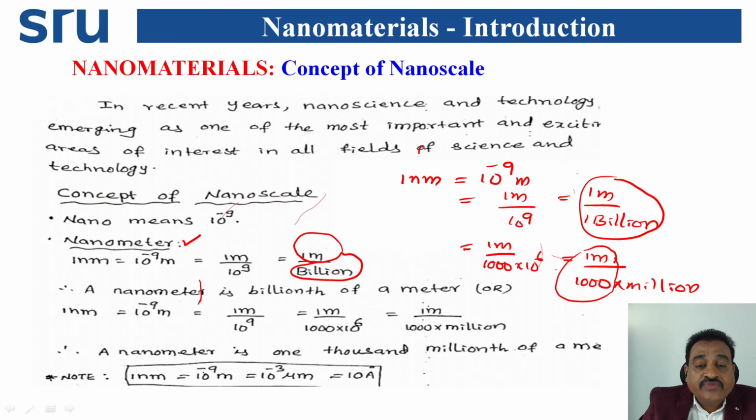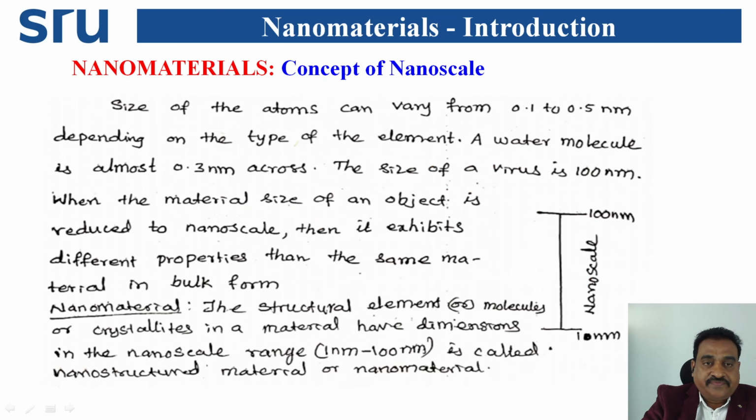1 nanometer is equal to 10 to the power minus 9 meters, or 10 to the power minus 3 micrometer, or 10 angstroms. The size of atoms can vary from 0.1 nanometer to 0.5 nanometer, depending on the types of elements involved in the material. A water molecule, H2O, is 0.3 nanometers across. The size of a virus is nearly 100 nanometers.